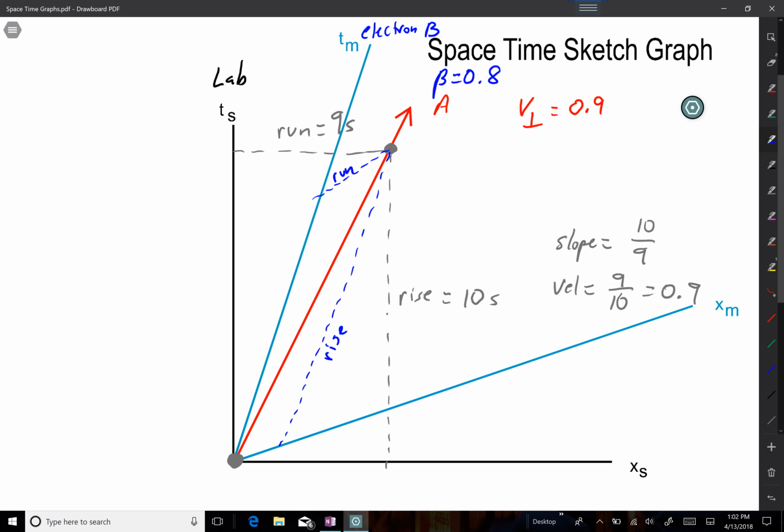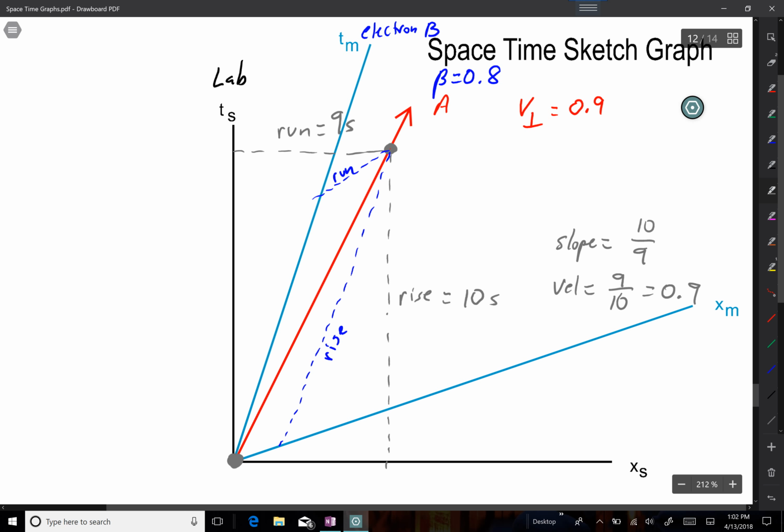So let's put it this way. This number here is a delta TS. This number here is a delta XS. This number here is a delta TM. And this number here is a delta XM.